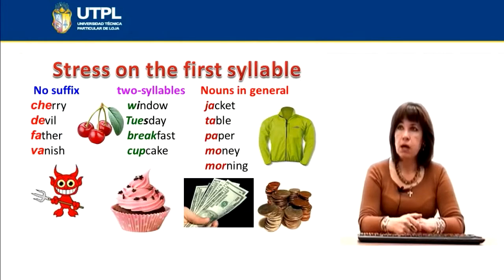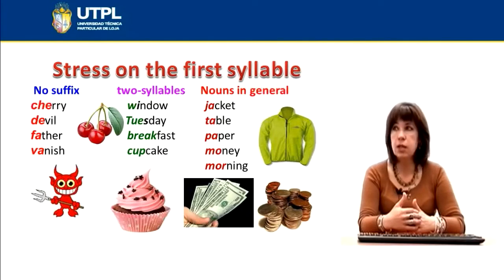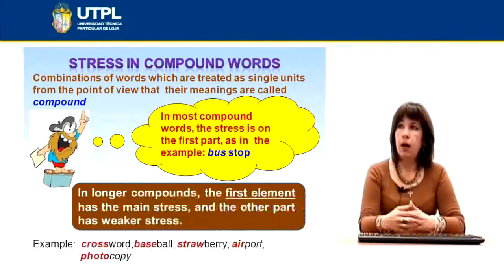Your students may follow this pattern, like in the examples here. You see, no suffix, two-syllable words or nouns in general, so stress goes on the first syllable, like in the words in the first column, words that do not have a suffix: cherry, devil, father. So there is a pattern that should be followed. Or in nouns in general, like jacket, table, etc.